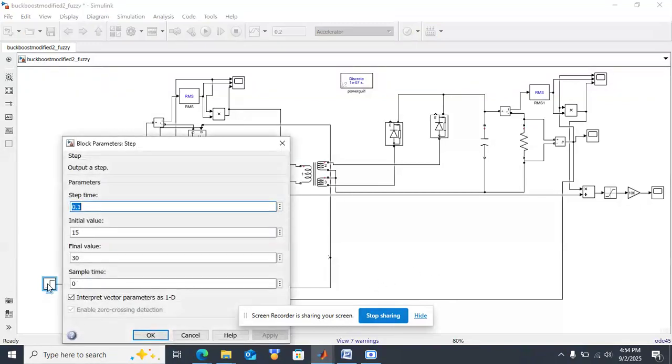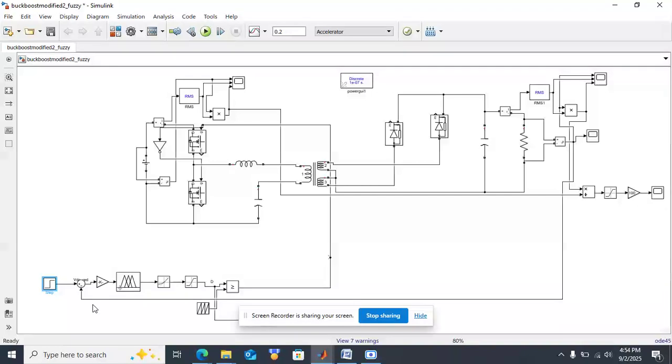Here this is the reference voltage. Initially it was 15 volts, and after 0.1 seconds it is 30 volts. The feedback voltage from the load is taken and given to the control circuit, and it is converted to per unit error.